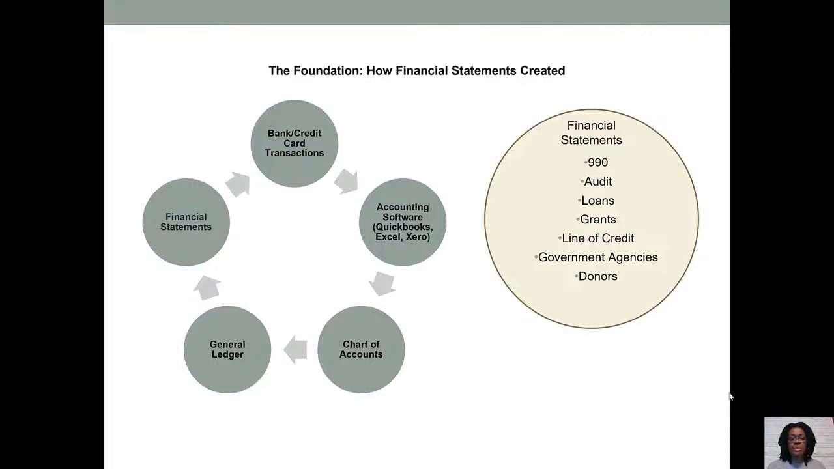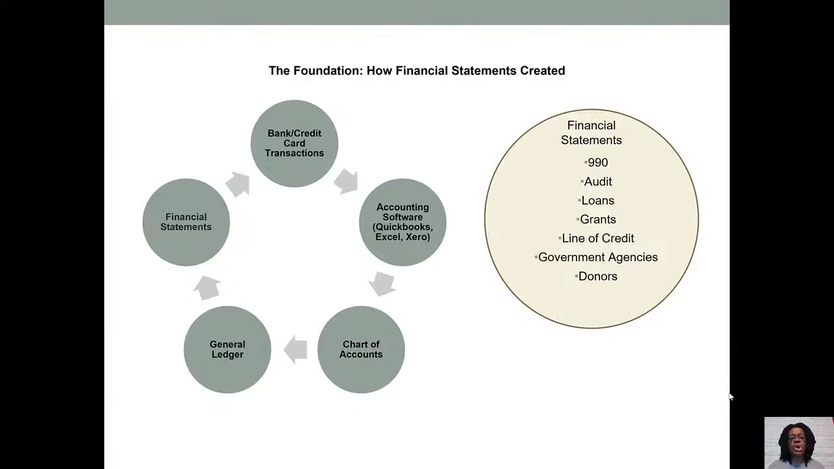Those accounts are then put on a general ledger. A general ledger is similar to our own personal checkbook. The general ledger includes the account, the date, possible vendor, and the amount. That general ledger, which includes all of those transactions, flows into the financial statements.